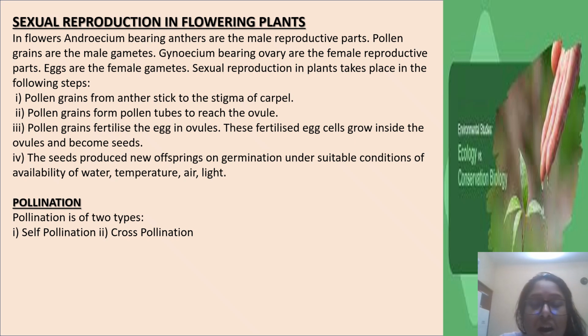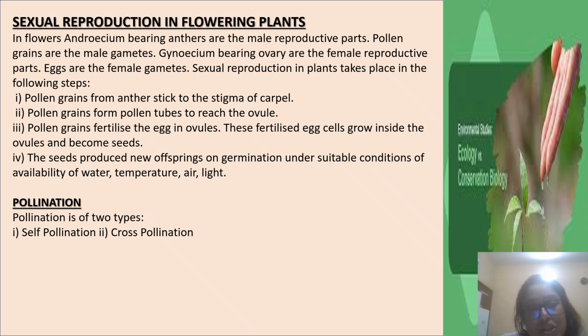Sexual reproduction in plants takes place in the following steps. First, pollen grains from the anther stick to the stigma of the carpel. Pollen grains form pollen tubes to reach the ovule. Next, pollen grains fertilize the egg in the ovules. These fertilized egg cells grow inside the ovules and become seeds. The seed produces new offspring on germination under suitable conditions of availability of water, temperature, air, and light.